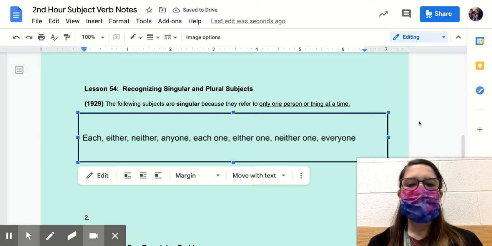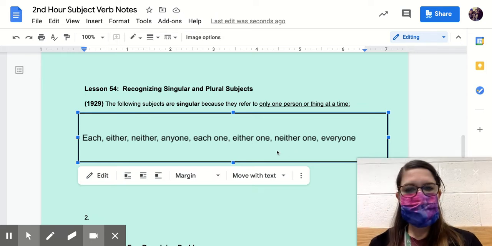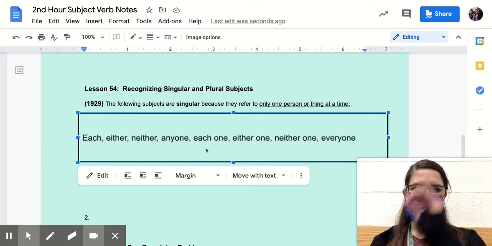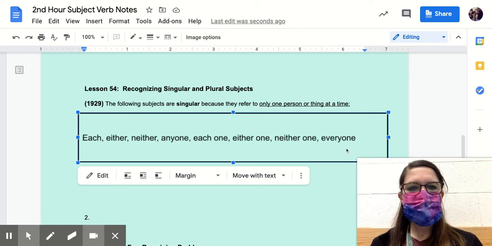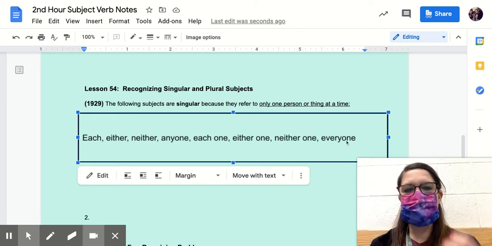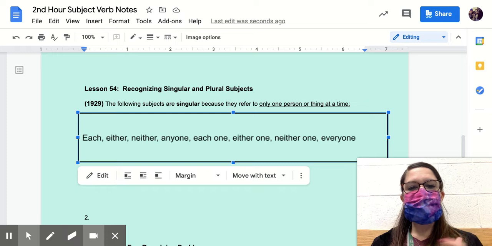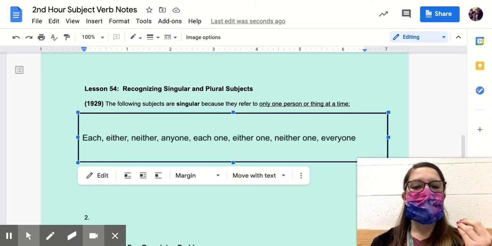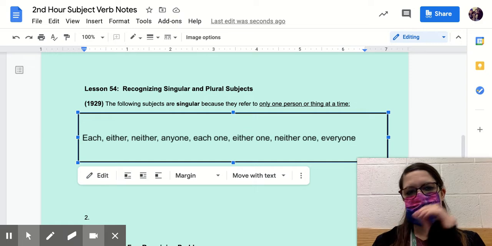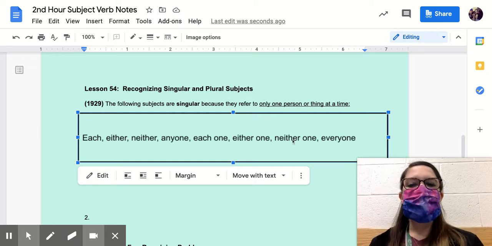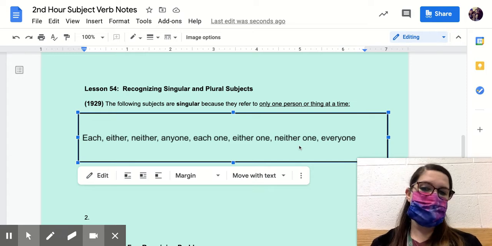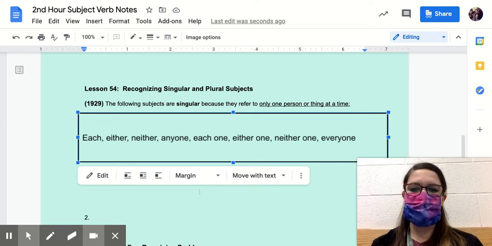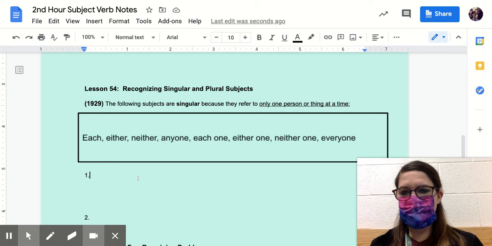Okay, so again, if you need to pause so you can get those typed in, I did go through them kind of quickly. So some of these make a lot of sense, like each one, we're talking about each one individually. Everyone, I think, is the trickiest. Everyone sounds like we're referring to a big group of people, but we're actually talking about each person individually. So if we see these words as our subjects, it is a singular subject. We need a singular verb.